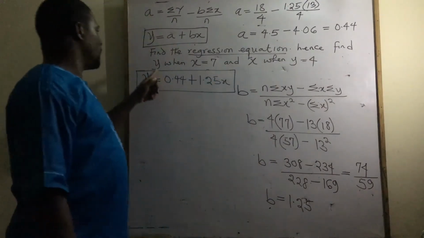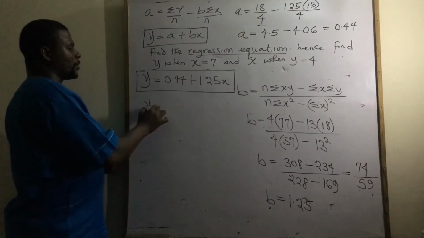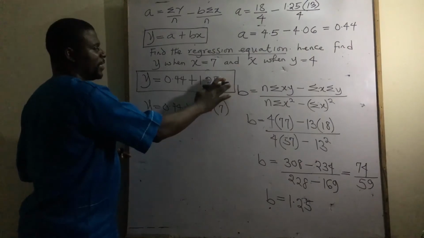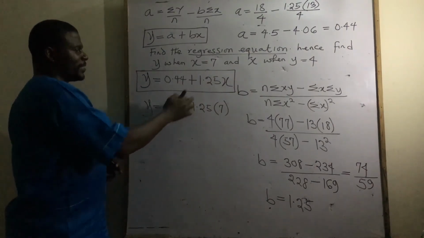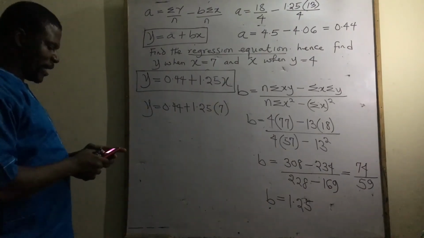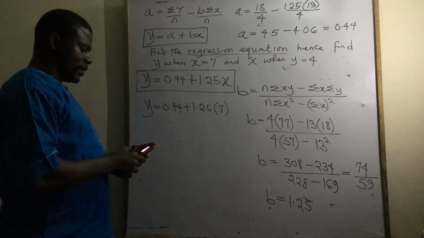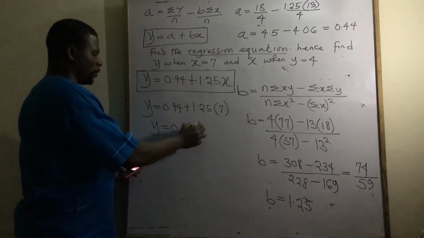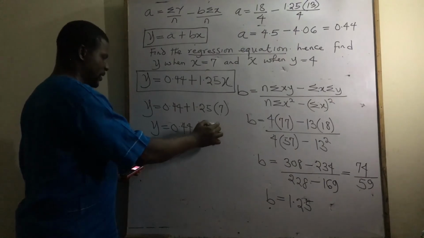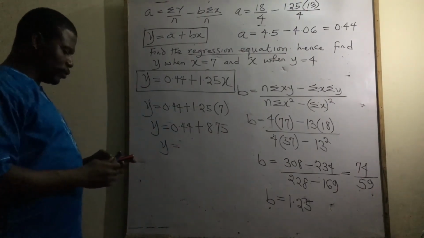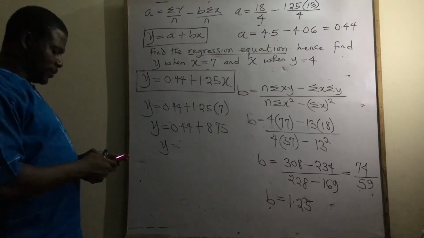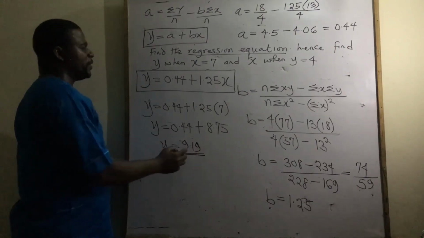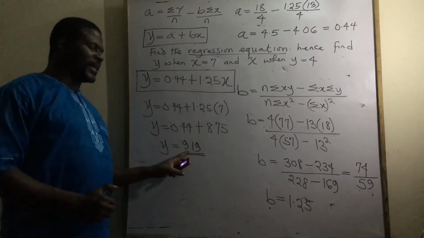They now say from this regression equation, find y when x is 7. So you just say y is equal to 0.44 plus 1.25 into bracket 7. Where you see x, put 7 there. Don't forget that this is your regression equation, so you will still write this. So 1.25 times 7 is 8.75, and y equals 0.44 plus 8.75, so that will give us 9.19. So the value of y when x is 7 is 9.19.